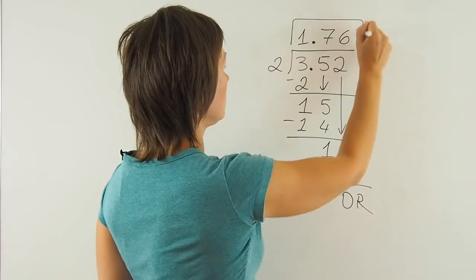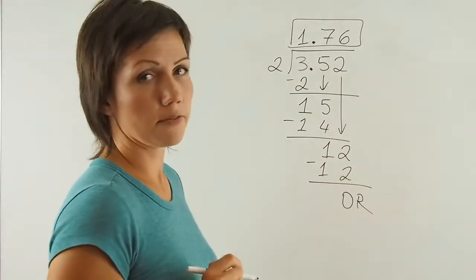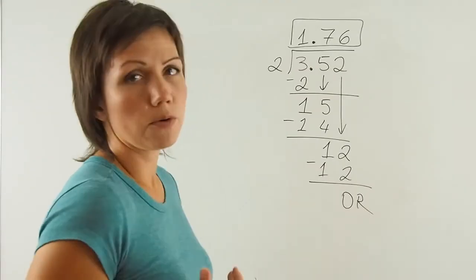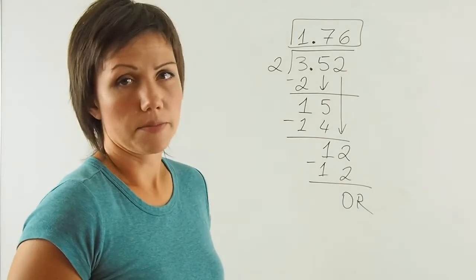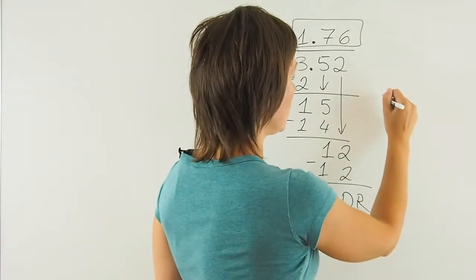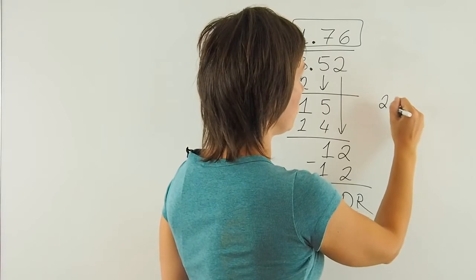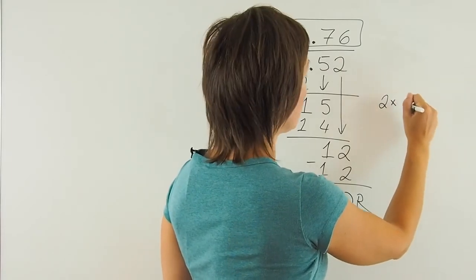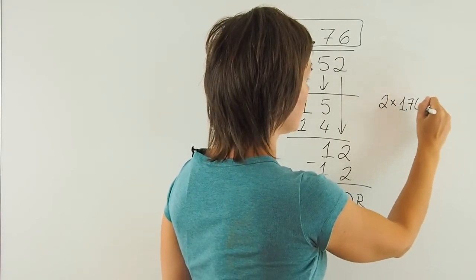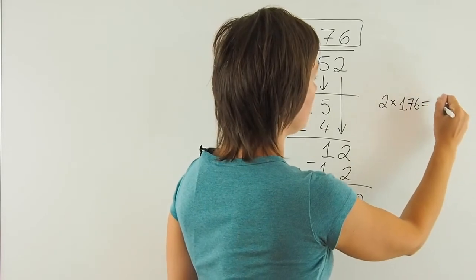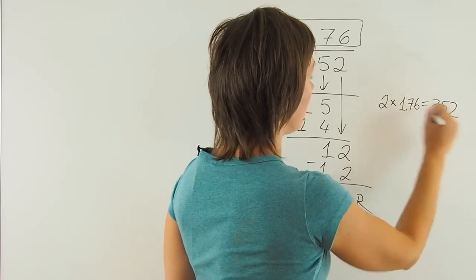So the quotient is 1.76. We can record the division statement where we say that 2 times 1.76 is equal to 3.52.